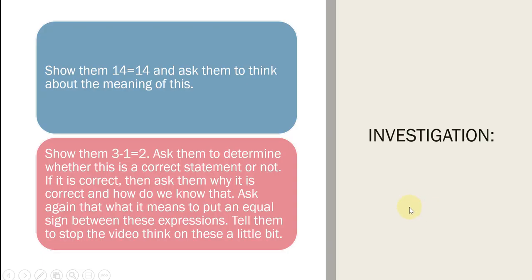As an investigation, I will show them 14 equals 14 and ask them to think about the meaning of this. And I will show them 3 minus 1 equals 2 and ask them to determine whether this is a correct statement or not. If it is correct, then I ask them why it is correct and how we know that.